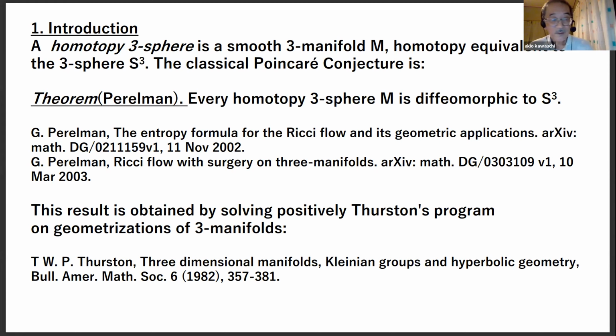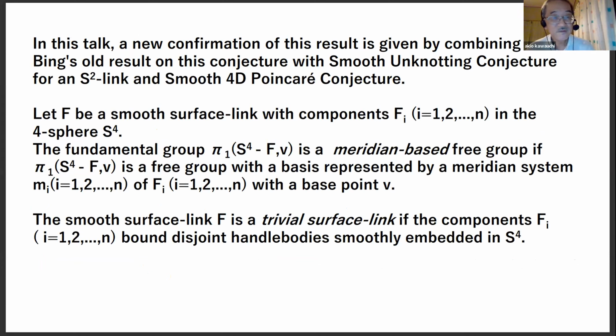In this talk, a new confirmation of this result is given by combining Bing's old result on this conjecture with the smooth unknotting conjecture for an S2 link and the smooth 4-dimensional Poincaré conjecture. Let me explain precisely the smooth unknotting conjecture and the smooth 4-dimensional Poincaré conjecture. Let F be a smooth surface link with complement Fi in the 4-sphere.